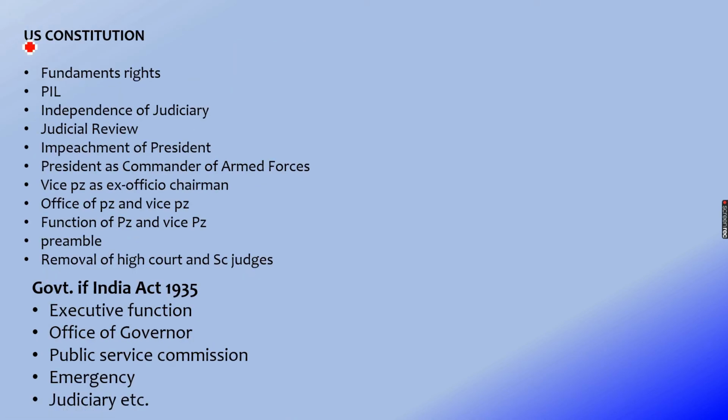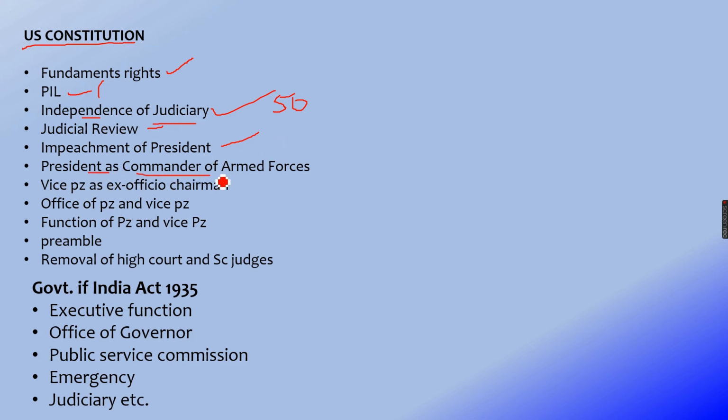From the US Constitution, what we have borrowed: fundamental rights, the concept of public interest litigation. Please note that the father of PIL is Justice P.N. Bhagwati. Independence of judiciary. Okay, judiciary is totally independent. Article 50 states the separation of executive from judiciary. The concept of judicial review. The impeachment of president. Remember, the president can be impeached only on the condition that he violates the constitution.